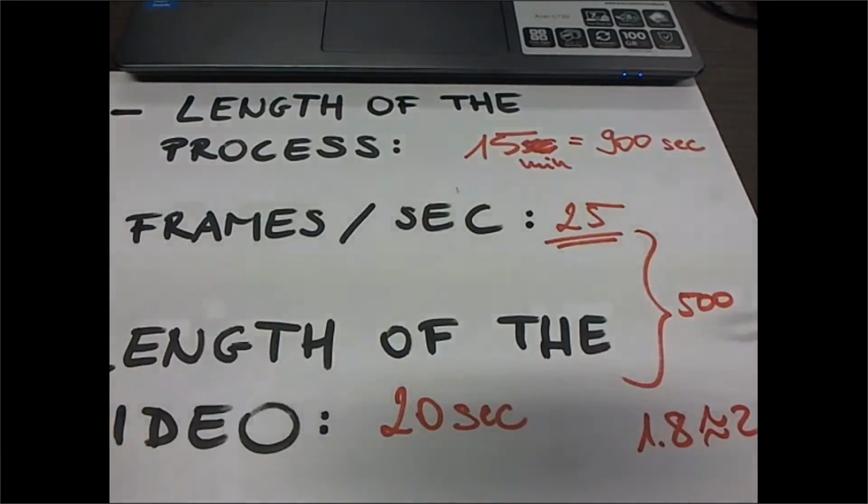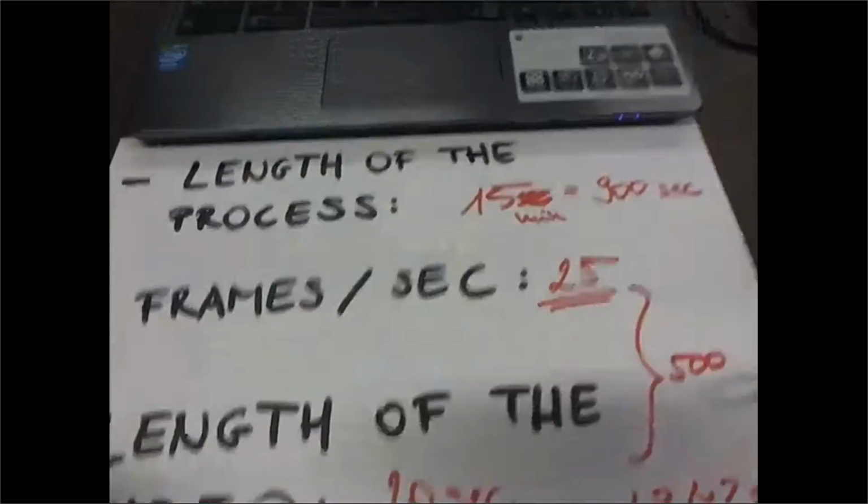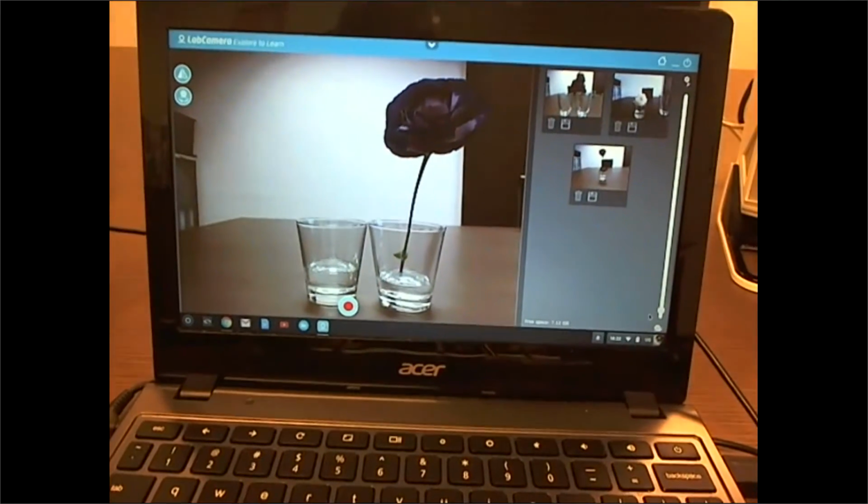So it means that if I set here in the computer the time between frames to 2 seconds, at the end, after 15 minutes, I will get exactly the right number of images for a 20 seconds long video. Okay, so this is the calculation, 25 images per second. And then from this, you can calculate this number. Now it will be 2 seconds.